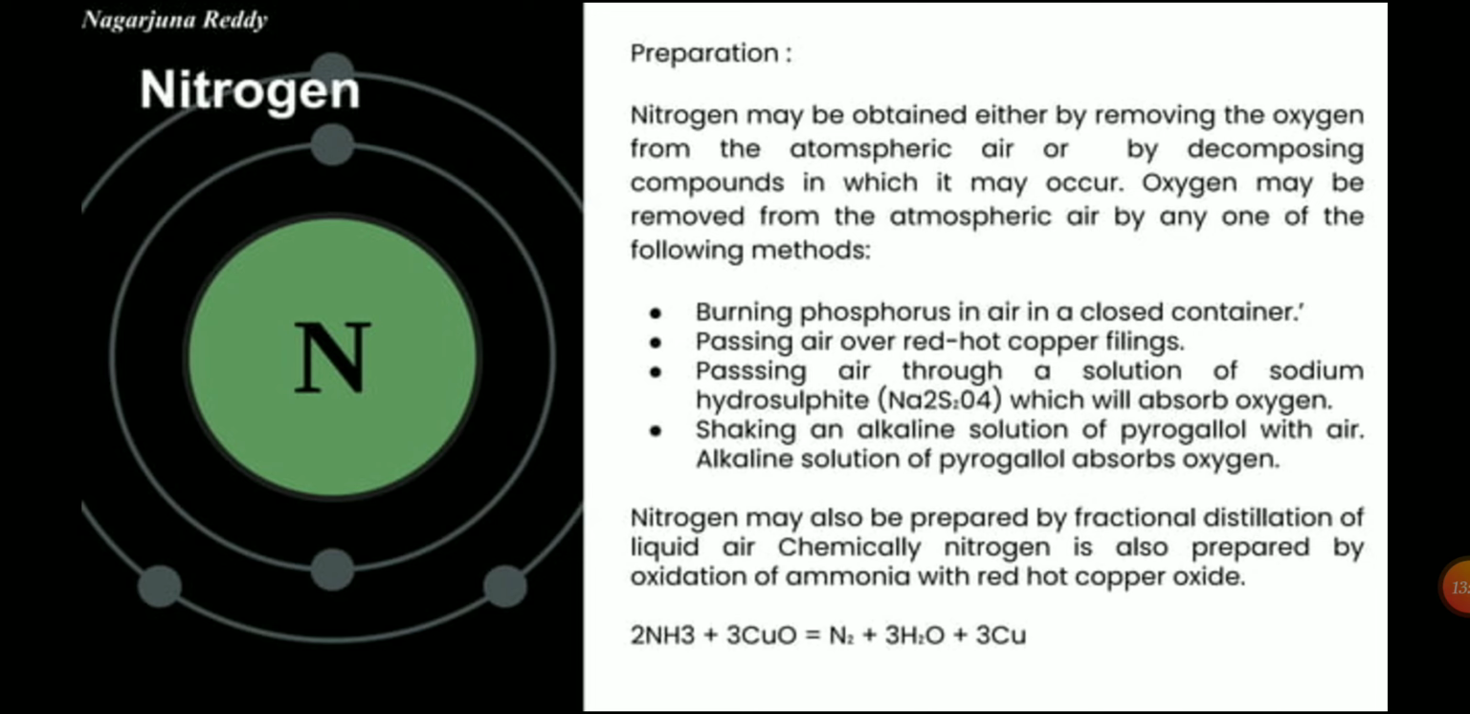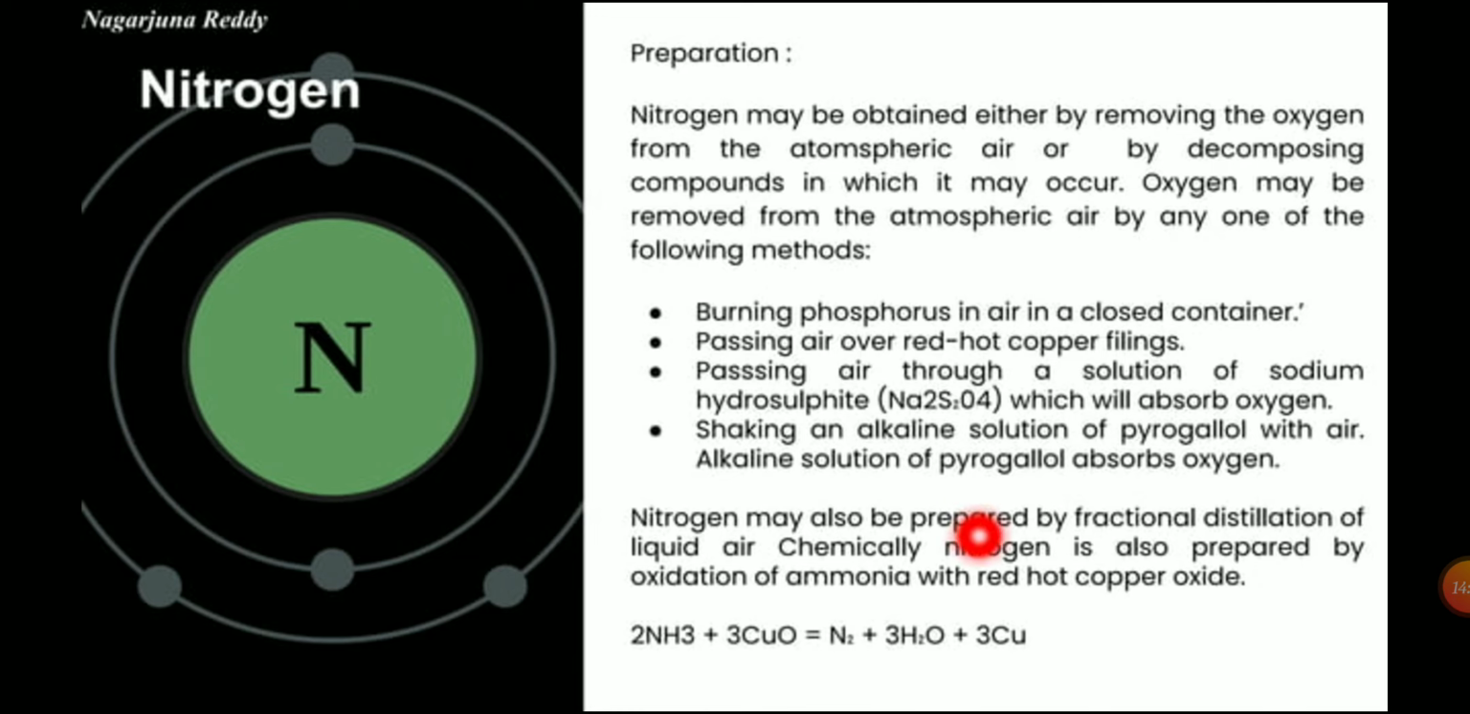Next is the preparation. Nitrogen may be obtained either by removing oxygen from the atmospheric air, or by decomposition of compounds in which it occurs. Oxygen may be removed from atmospheric air by any one of the following methods: burning of phosphorus in air in a closed container, passing air over red hot copper filings, passing air through a solution of sodium hydrosulfide, which will absorb the oxygen, or shaking an alkaline solution of pyrogallol with the air.